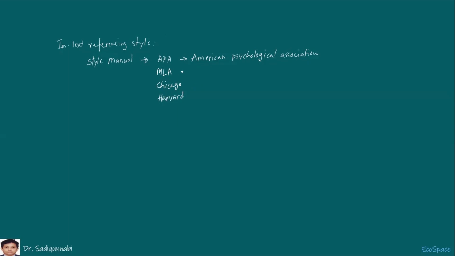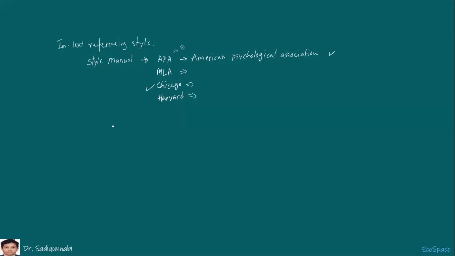Okay. So these are called manual style. Okay. You must follow one style. That means if you follow APA, then you must follow APA all throughout your synopsis or paper. If you follow Chicago style, you must follow Chicago throughout the paper.